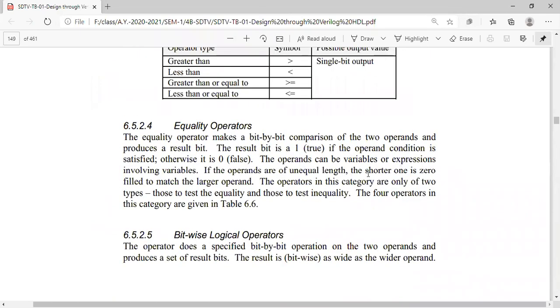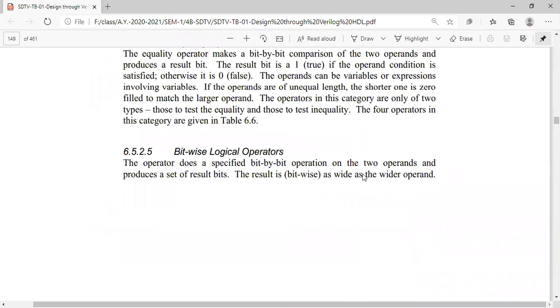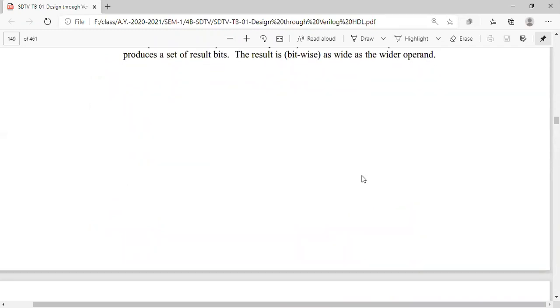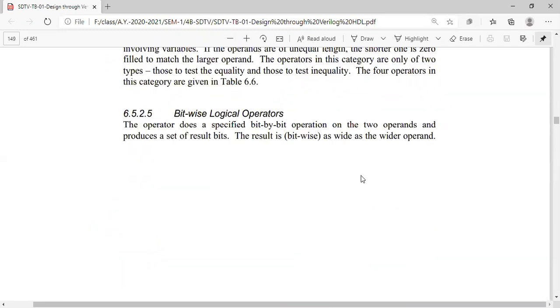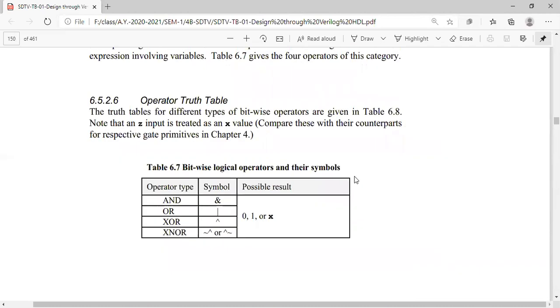Those are the equality operators. We have 4. Next, bitwise logical operators. This is the bitwise logical operators. This is the one we do, and this is for and. A reduction and is similar to that of general and, this is or, this is xor, this is xnor.